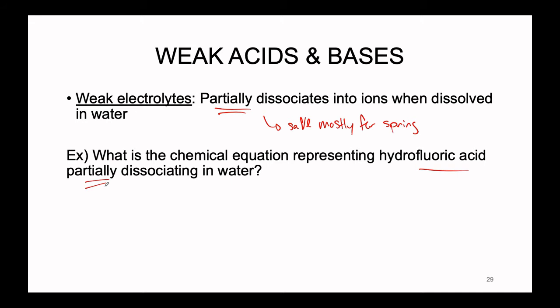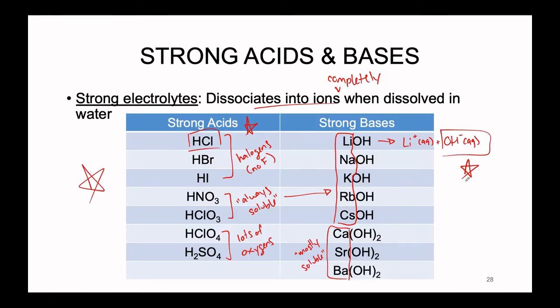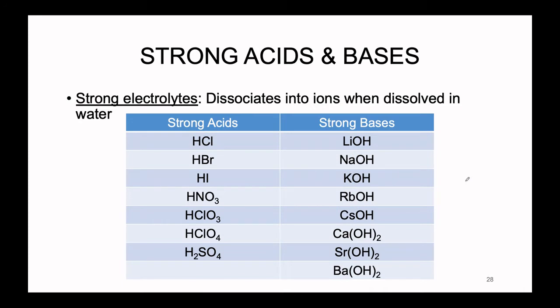Well, since hydrofluoric acid was not on the list of strong acids, we can conclude that it is going to be a weak acid. And this is going to be true of any acid or base we come into contact with. In order to determine whether an acid or a base is a strong acid or base versus a weak acid or base, all we need to do is look at this table. I'm going to clean it up a little bit. If it is on this table, it will be strong.